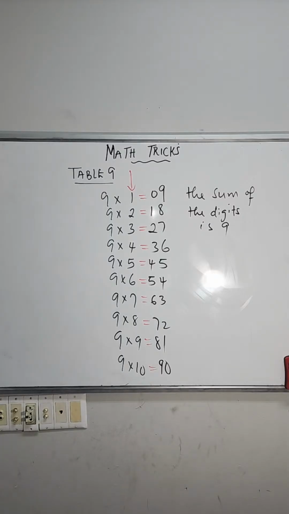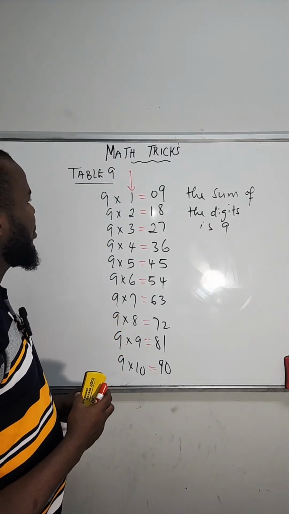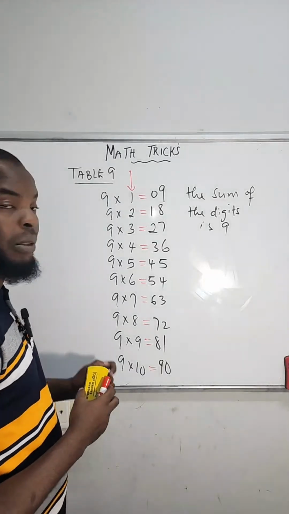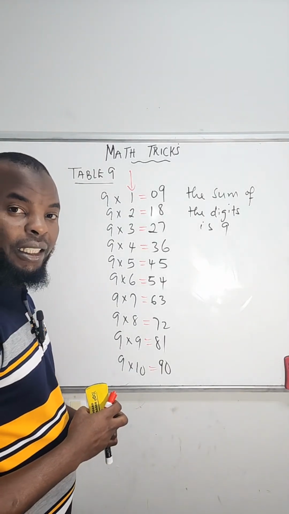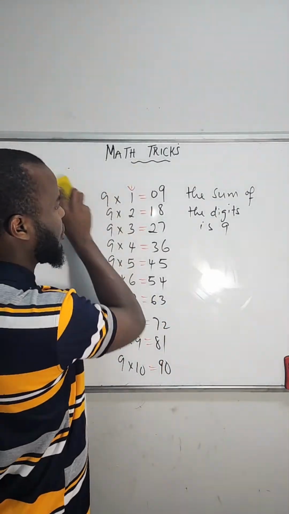And also, this is for table 9. We have for table 7. Yes. Let's do that of table 7. I'm going to clean this. Let's do that of table 7.